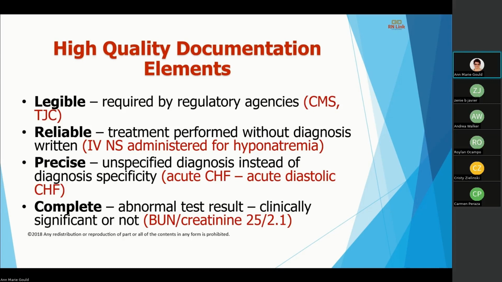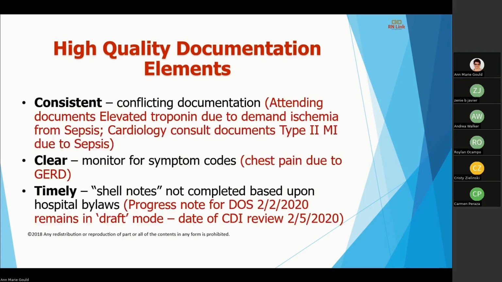So that's one example. Is it complete? There's an abnormal test result, clinically significant or not. You know, are they dehydrated or do they have AKI going on? Based on that example. Is it consistent? Is there conflicting documentation? The attending documents elevated troponin due to demand ischemia from sepsis, cardiology says it's a type 2 MI due to sepsis. Is it clear? Monitor for symptom codes. Chest pain. What's the underlying etiology, right? We don't want to assign a symptom code as a PDX, as your primary diagnosis. We want to make sure we get that definitive diagnosis of GERD for that patient.